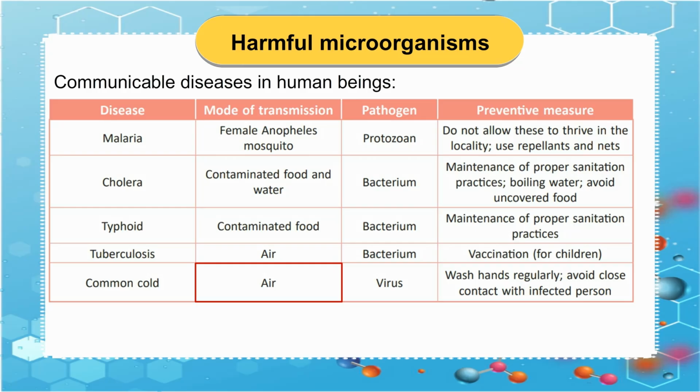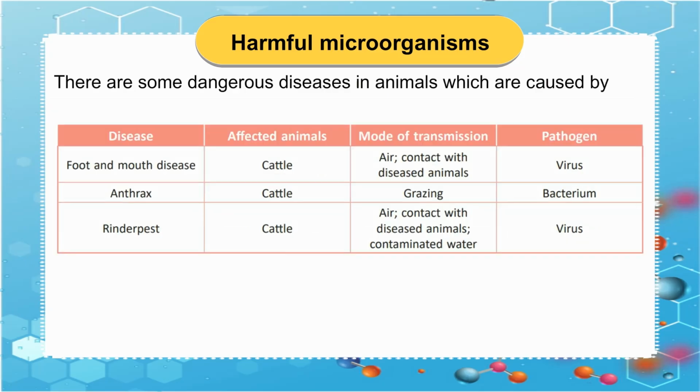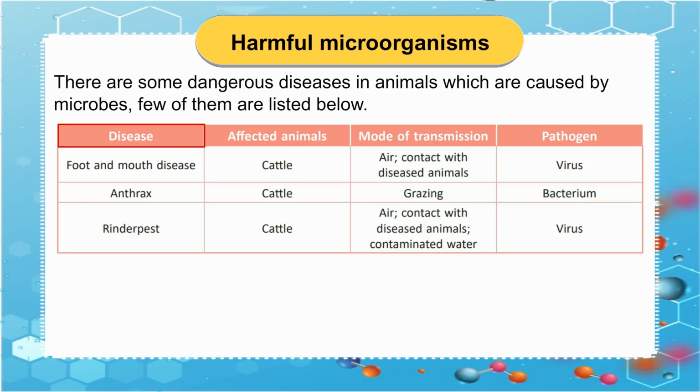Similarly, following diseases are caused by microbes in plants. Disease. Mode of transmission. Pathogen. Citrus canker. Air. Bacterium. Rust of wheat. Air. Seeds. Fungus. Apple scab. Air. Fungus.